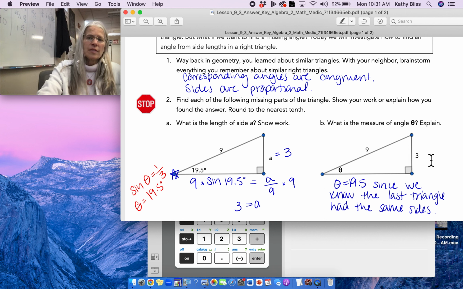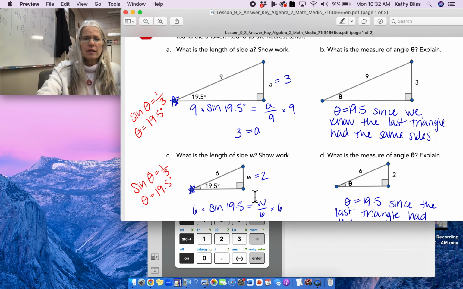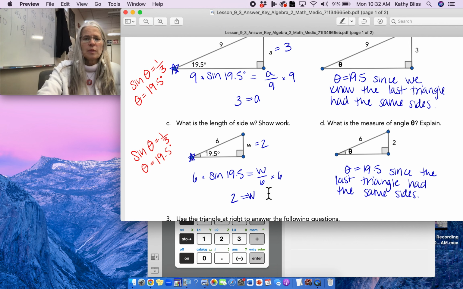Since I have this triangle over here, 3, 9, I know that theta is going to be 19.5. We knew that from the last triangle, okay? Similarly down here, this was a similar triangle, 19.5 again, so sine is equal to w over 6. Multiply both sides by 6, sine is 0.3, or 1/3, so w equals 2.